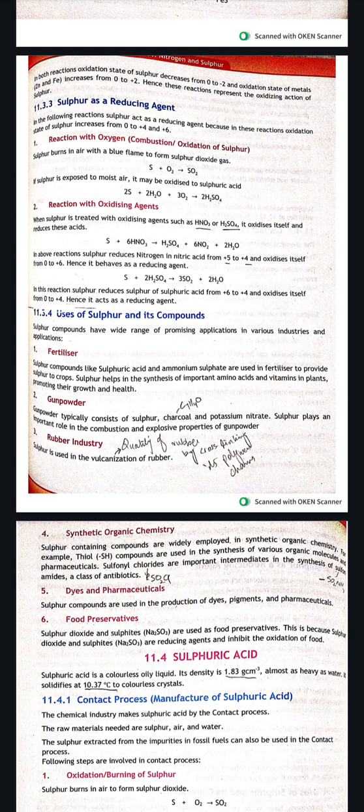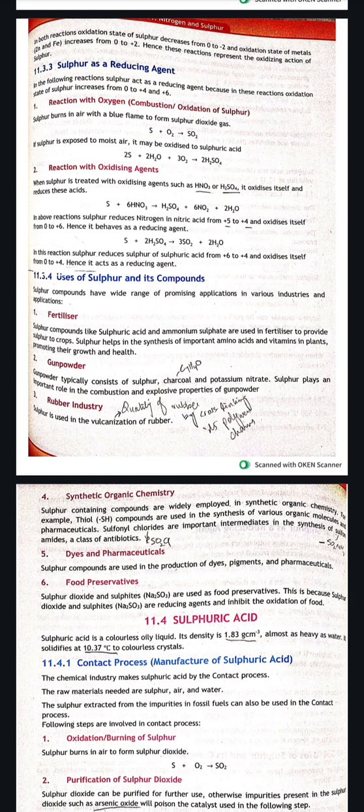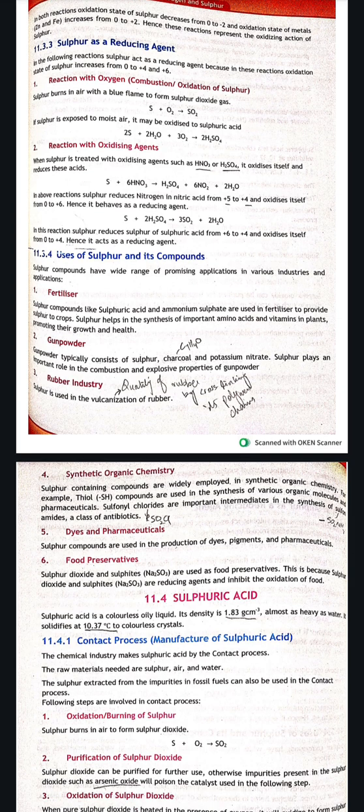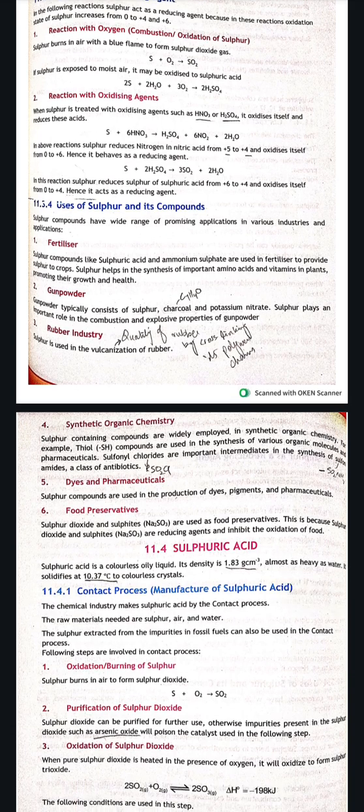Sulfur as reducing agent. So now the sulfur in some cases acts as a reducing agent. It means that it reduces others and oxidizes itself. Sulfur reaction with oxygen. Sulfur burns in air with a blue flame to form sulfur dioxide, and if sulfur is exposed to moist air, it gives sulfur plus water plus oxygen, which gives us H2SO4.